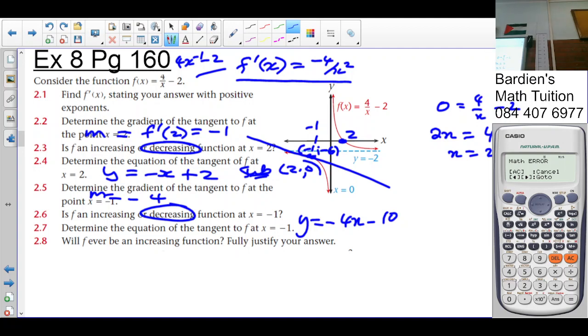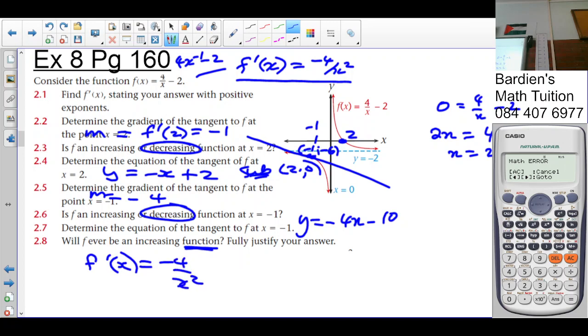Will f ever be an increasing function? Can you see here the hyperbola is always a decreasing function, not so? But besides that, will f even be an increasing function? Justify your answer. Since you're busy with calculus, we're going to try and answer it in terms of calculus. Okay. The function is increasing when the gradient is positive, and the graph is decreasing when the gradient is negative. If you look at the gradient of this graph, f prime x is negative 4 over x squared.